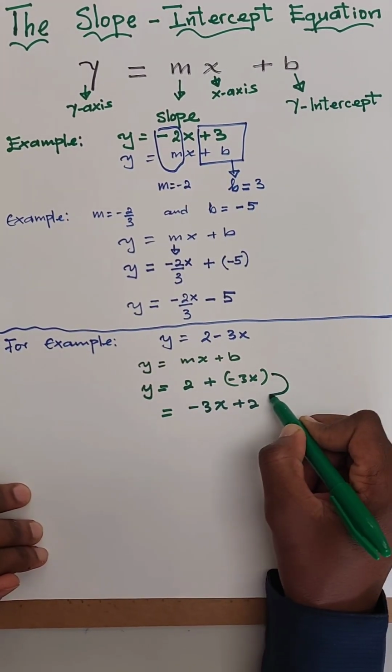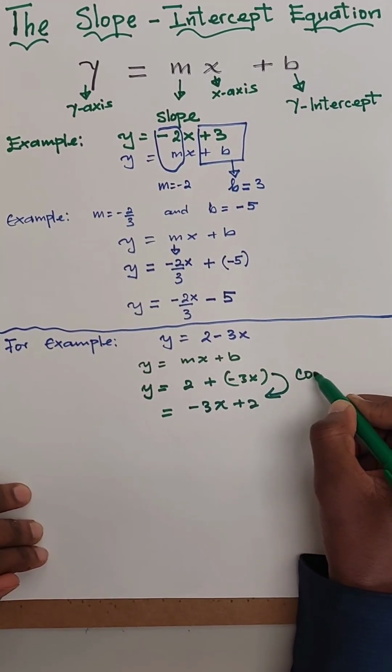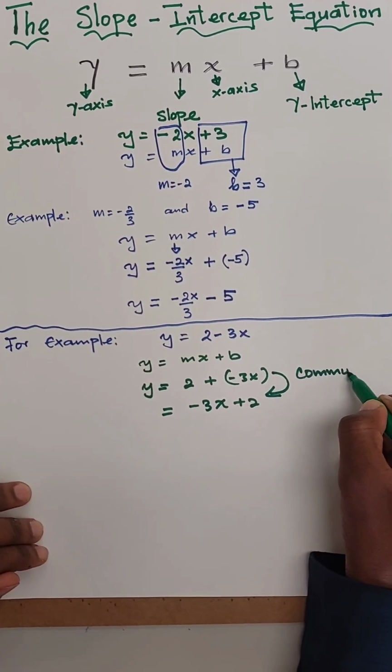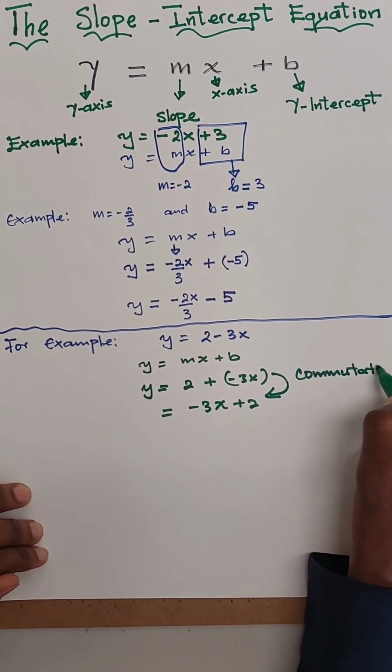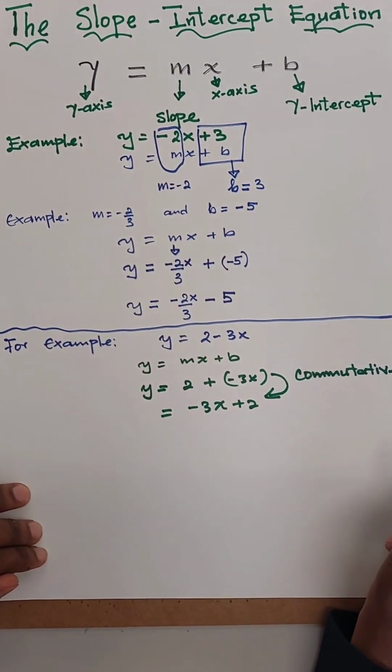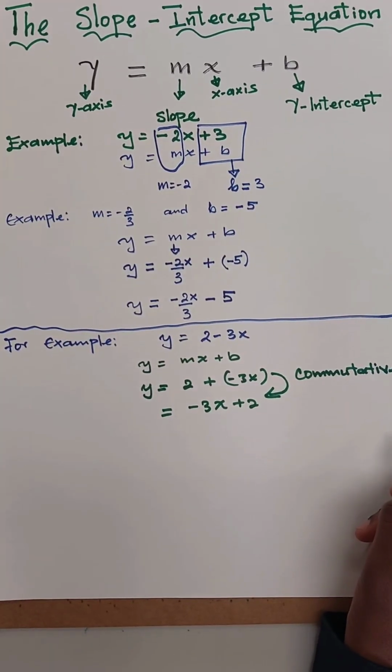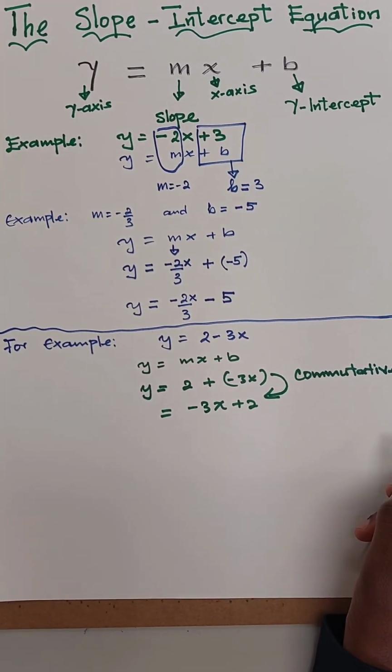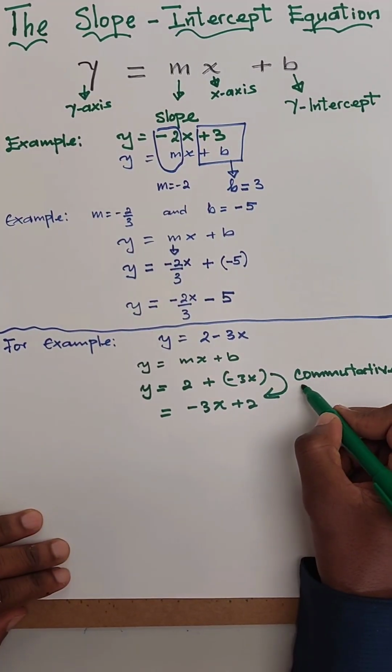So from here to here is a property called commutative property. And with the commutative property, it simply means that 2 plus 3 is the same as 3 plus 2 because they give the same answer, 5. So commutative property.